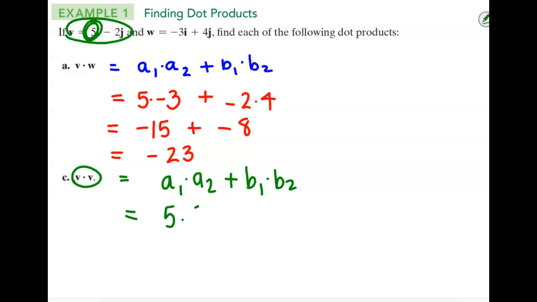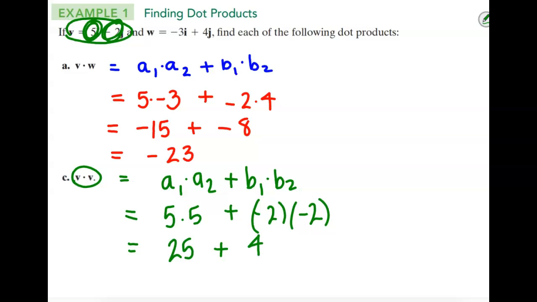So 5 times 5, plus b sub 1 and b sub 2, so negative 2 times negative 2. Now we simplify it. 5 times 5 is 25, plus negative 2 times negative 2 is 4. And then you add those values together to give you 29.